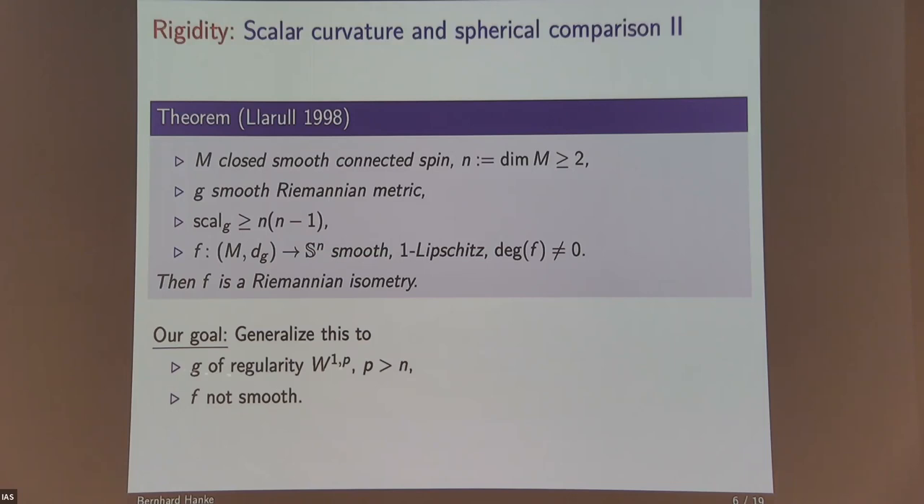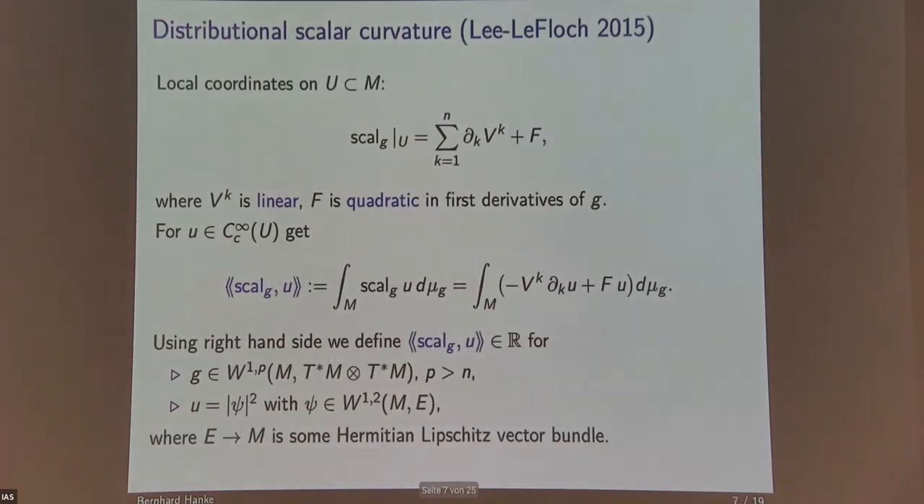We have to define the scalar curvature. In order to state a sensible theorem under these assumptions, we have to rethink the definition of scalar curvature. One possibility is to write down the scalar curvature in a distributional sense. This was done in a paper by Lee-LeFloch about the positive mass theorem, and I just repeat it here. It's pretty straightforward. When we work in local coordinates, we can write the scalar curvature in this form, where these terms v_k are linear in first derivatives of g, and f is quadratic in the first derivatives of g.